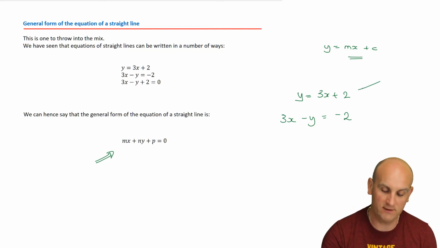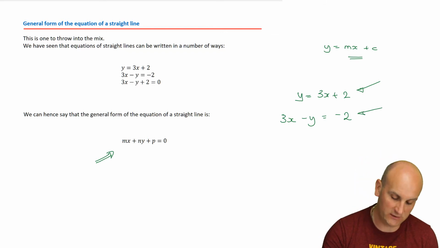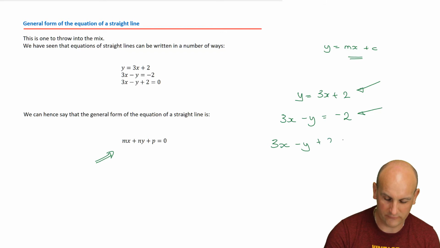This one here is written in gradient intercept form. This one here is in intercept form. And if I just move that minus 2 over, I get 3x minus y plus 2 equals 0, which just so happens to be very similar to mx plus ny plus p is equal to 0.